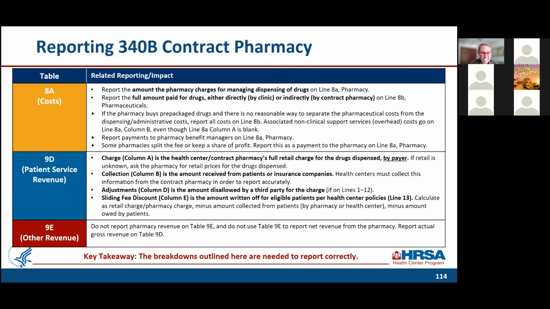On table 9E, other revenue, you would not report pharmacy revenue, and you would not use table 9E to report the net revenue from the pharmacy. You'd report actual gross revenue on table 9D, according to the instructions we just walked through. And again, when you get to the point where you're digging into this, this slide might be a helpful point of reference for you to look back to.